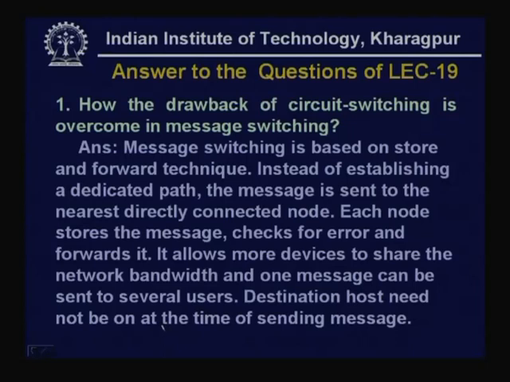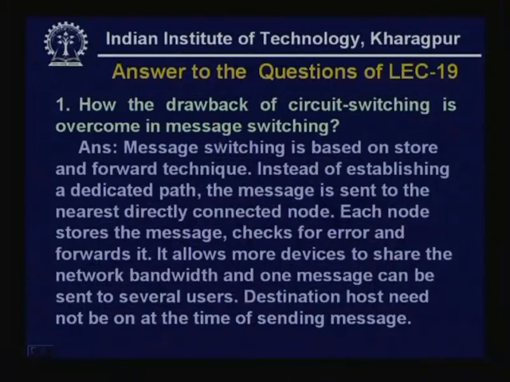Destination host need not be on at the same time of sending the message. So, we find that in case of circuit switching like the telephone network, unless the destination telephone number is free and the person who will be receiving the message is awake or available in the house, you cannot set up a link and talk over the telephone. On the other hand, if you want to send, say, email, if somebody is sleeping at that moment, you can send the email. So, that is the difference between circuit switching and message switching.